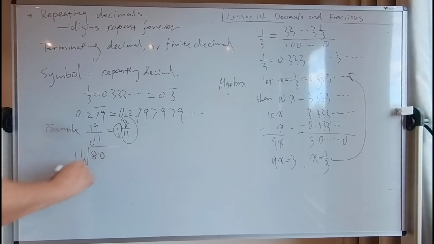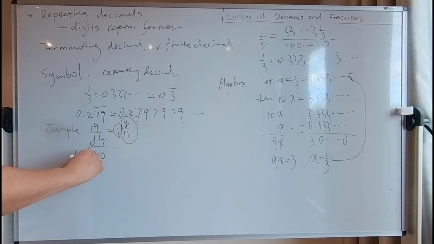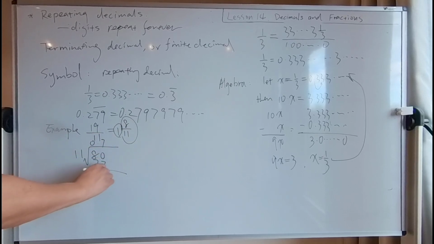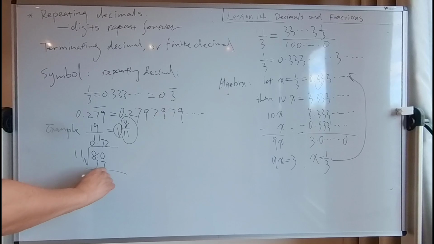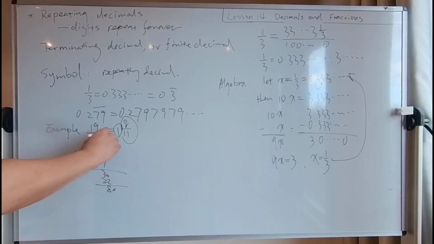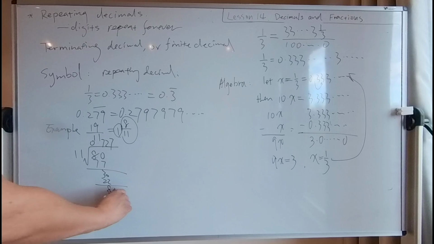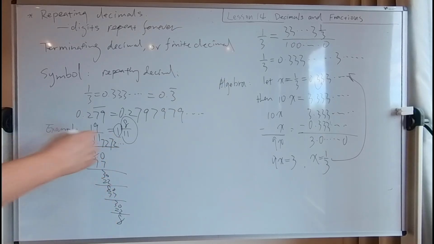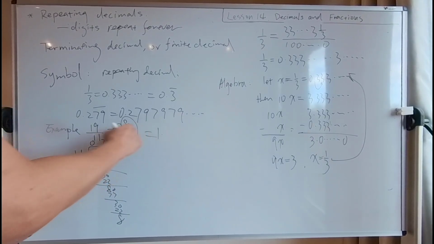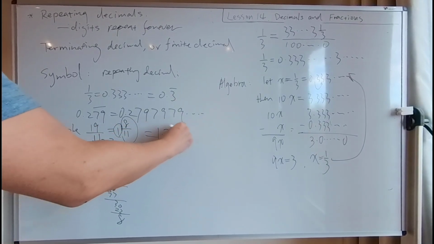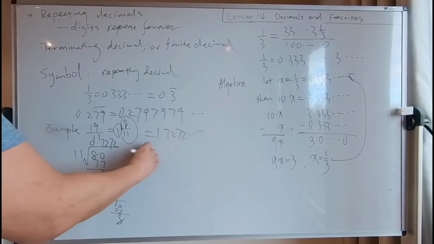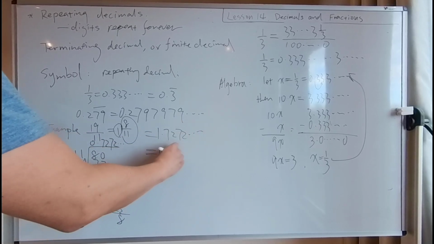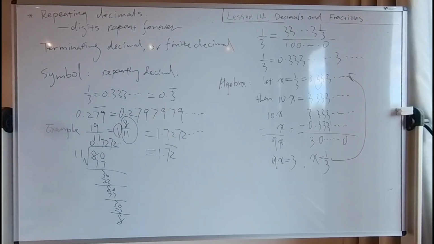Right? So first attempt would be 7, 77, gives you 30, then 2, 22 gives you 8, 0. Okay, 7 gives you 77, that's 3. Then 2 gives you 22 and gives you 8, right? I can keep going, but you see that the pattern is already clear. It's repeating. 1 and 8 over 11 is 1.72, 72, keep repeating. So then you can write this as 1.72 with the bar on top of the 72.